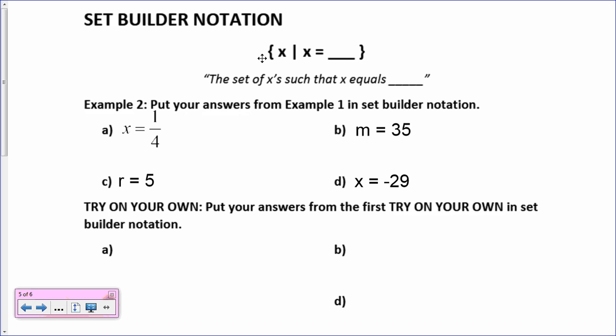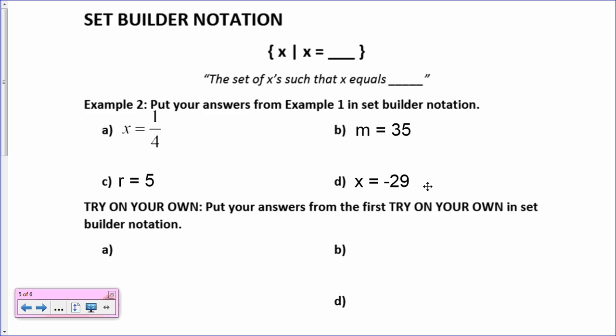Okay? And the way that we read this is these braces mean a set. So the set of, really it should say of all x's. The set of x's, this line reads such that, and then we just say x equals -7. Okay? It's just a fancy way of writing all the possible answers. Okay? Alright, so example 2, put your answers from example 1 in set builder notation.